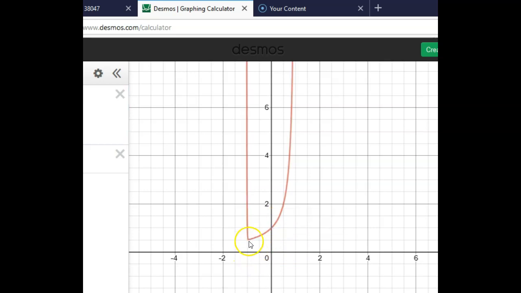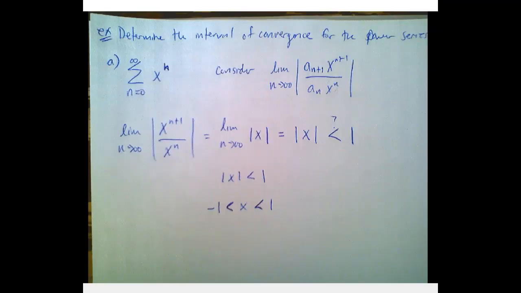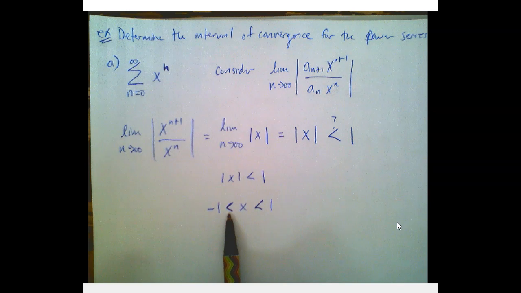So the only question is, what happens at -1 and what happens at +1? Does it converge for those values of x? Anywhere outside of this region, we know it diverges. The sum will be infinite. So we need to check to see whether it converges at these endpoints of this interval.